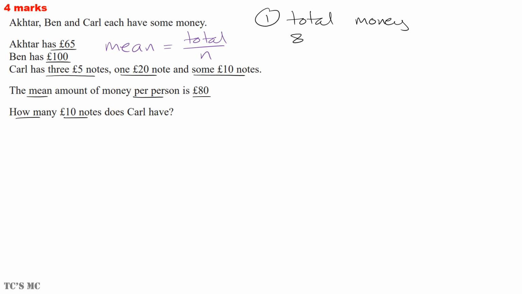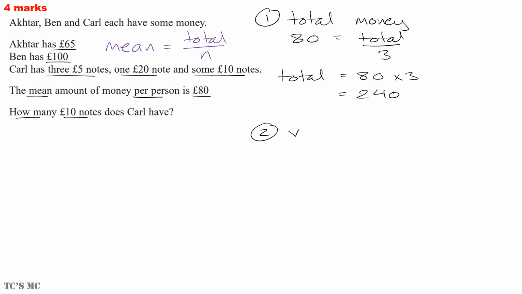We know 80 is equal to total divided by 3, as there are 3 people. For total then, we will do 80 multiplied by 3, because that's the opposite of dividing, and we get 240. We now have 1 mark.